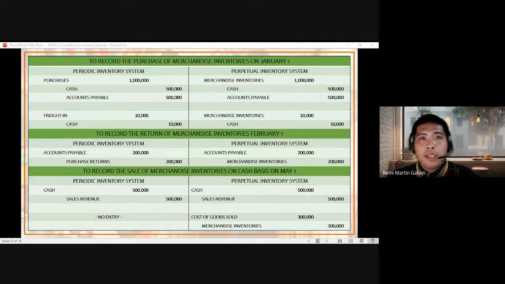Can you still follow, guys? Na-refresh sa merchandising? Kindly raise hand. Sabihan lang ako if I have error on those entries. Baka namamali lang. Okay, moving on.